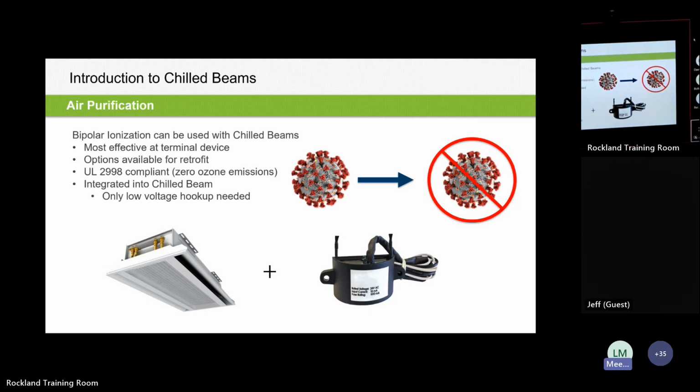So for clients that are interested in already using bipolar ionization as a way to provide effective air changes to the space, this is an option as well, that you can integrate the BPI module into the chilled beam, provided from the factory.